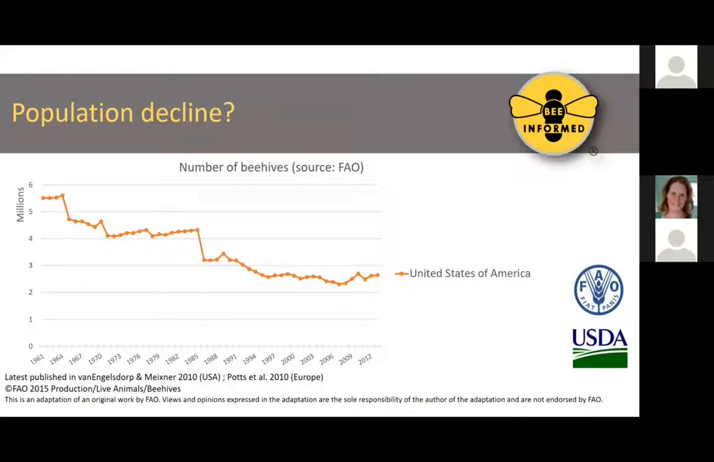And this is something that the USDA does every year in their honey reports. So looking at those numbers, we see that there was a reduction since the early 1960s, in which the US had about 5.5 million colonies. And more recently, we have been hovering around 2.5 million colonies in the United States.